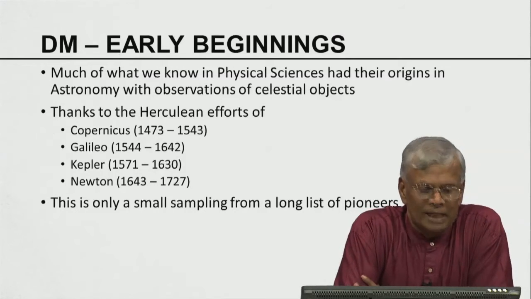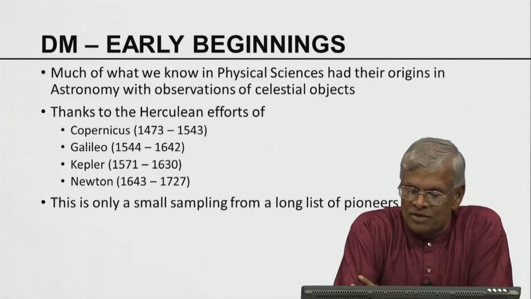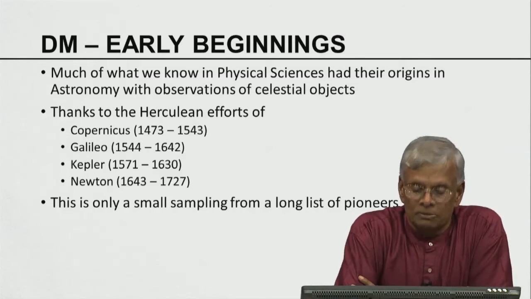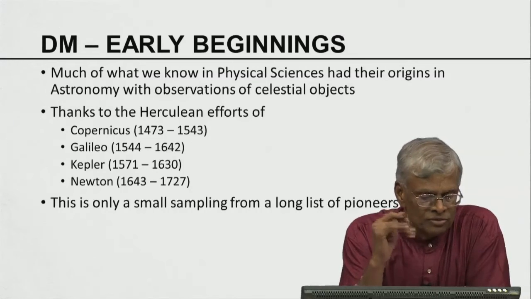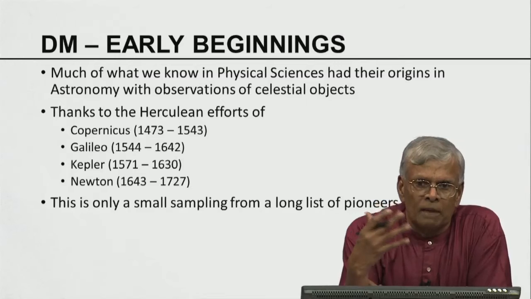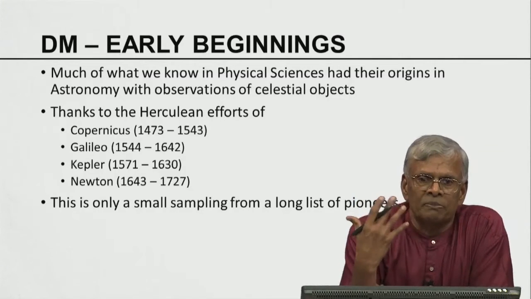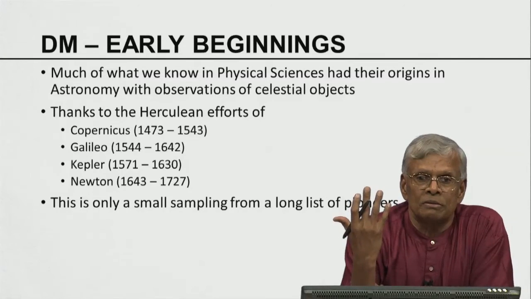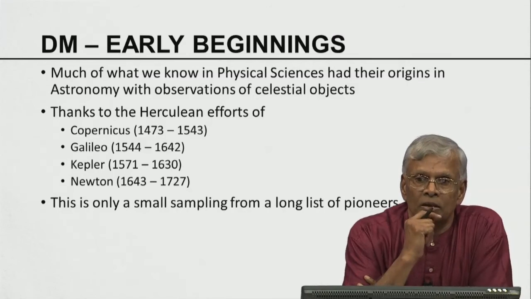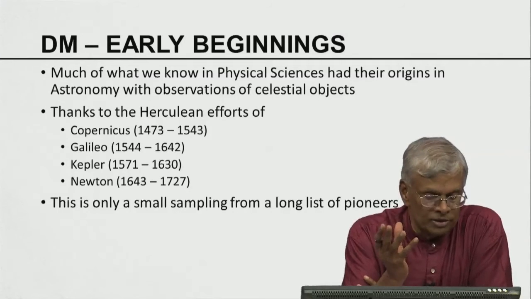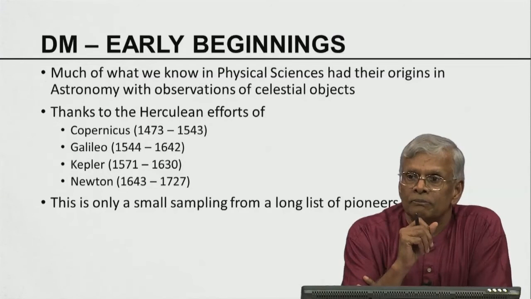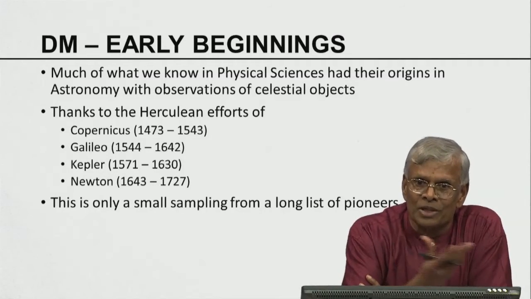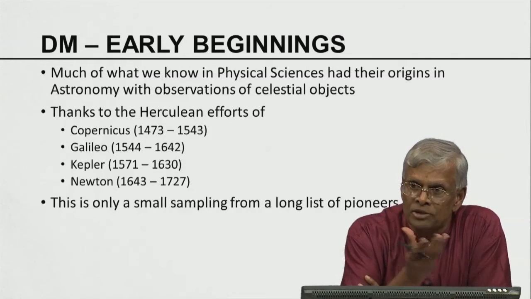So data mining in its early beginnings. Much of what we know in physical sciences today had their origins in astronomy with the observations by humans using simple celestial telescopes. We use these telescopes to observe various celestial objects at various times, their bearings. Based on these astronomical observations, early pioneers developed various kinds of models: Copernicus, from geocentric to heliocentric system; Galileo, the notion of gravity; Kepler, the notion of motion of planets around the sun in elliptical orbits that led to Kepler's laws.